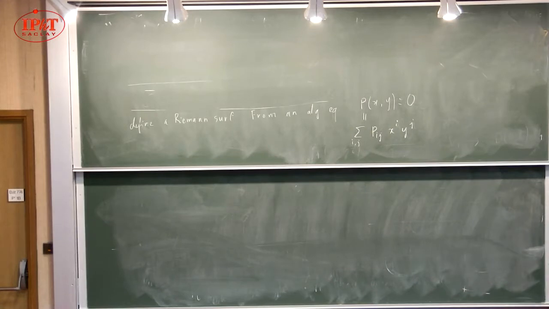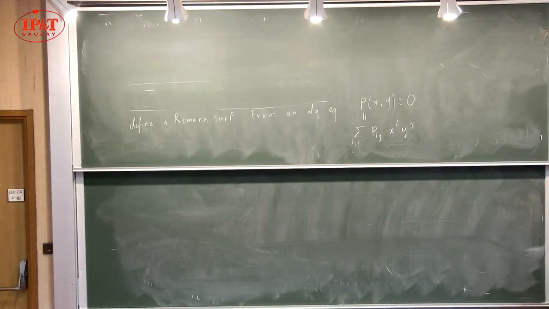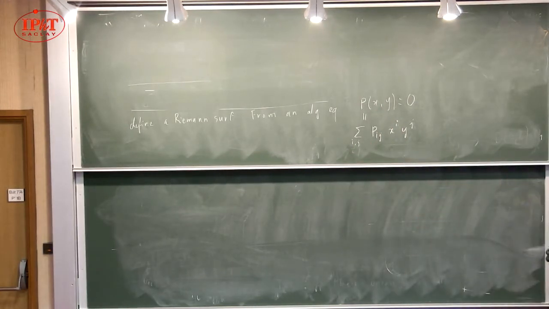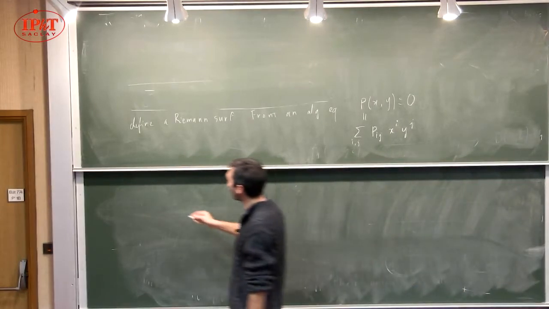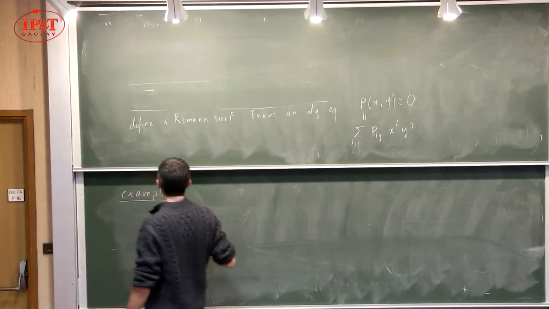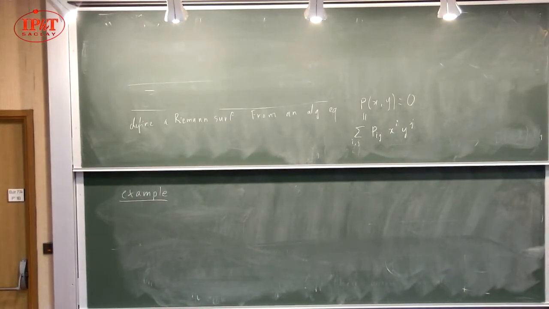So I start again. Now we want to re-enter the realm of algebraic geometry and define a surface from an algebraic equation. So the general idea is that an algebraic equation will define a compact Riemann surface. And the converse is also true. Every compact Riemann surface can be represented by an algebraic equation. But there will be some subtleties. So let me start with an example. And my example will be nearly the only one for which there is no subtlety.